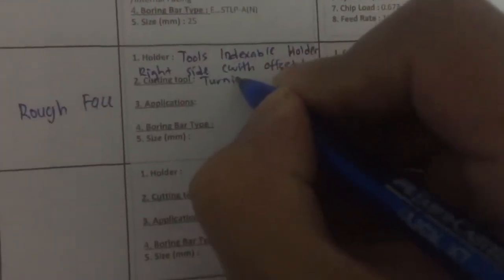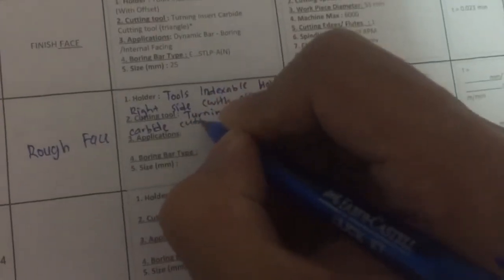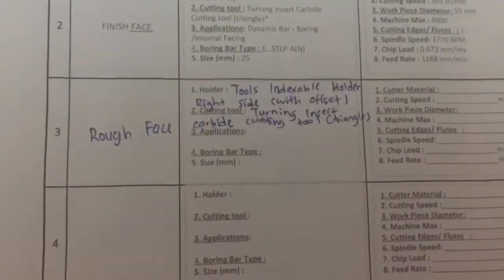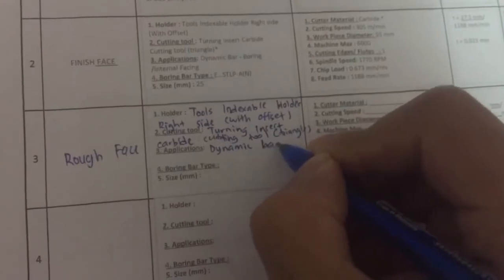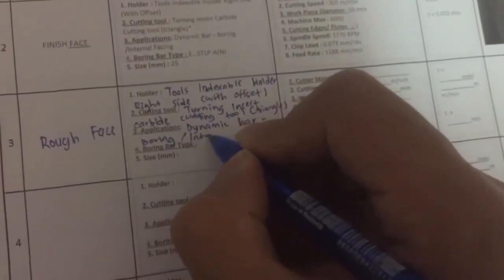Cutting tool is turning insert carbide. Triangle. Application is dynamic bar boring internal pressing.